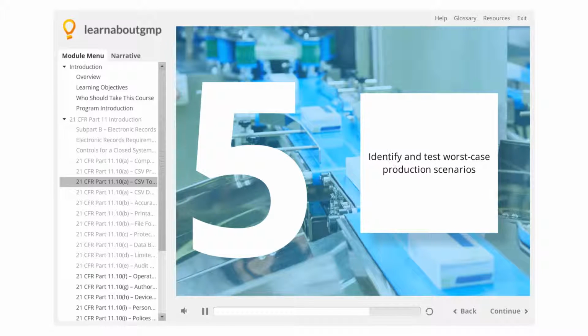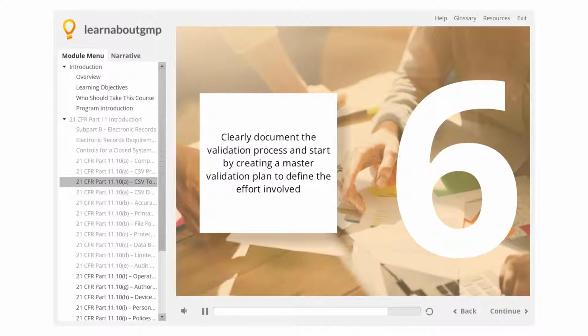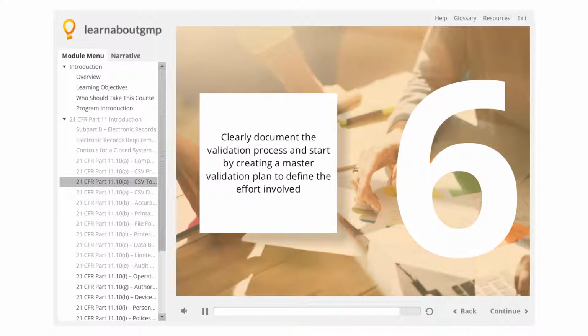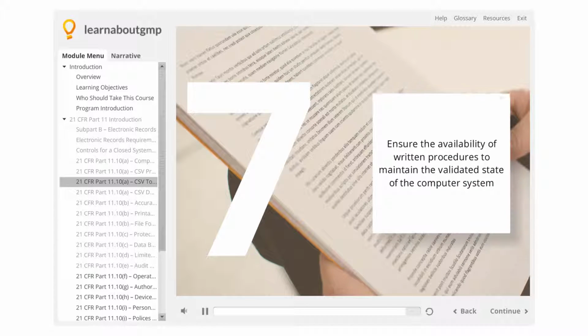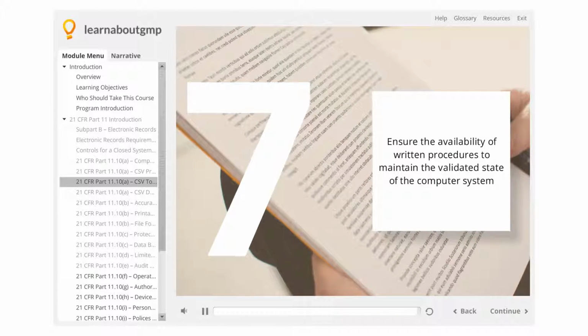5. Identify and test worst-case production scenarios. 6. Clearly document the validation process and start by creating a master validation plan to define the effort involved. 7. And ensure the availability of written procedures to maintain the validated state of the computer system.